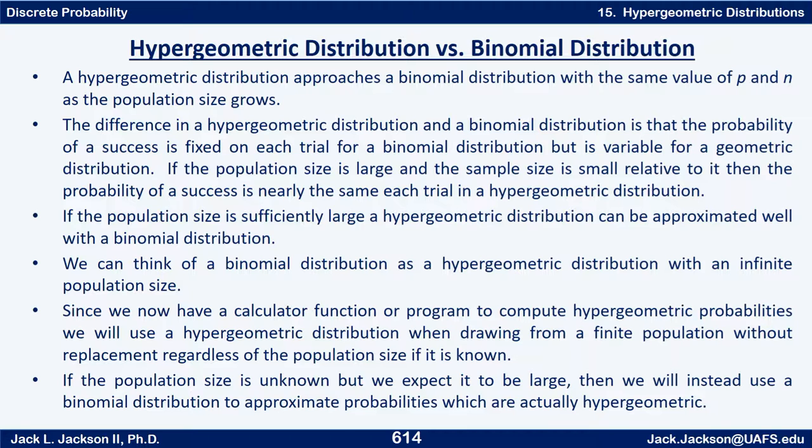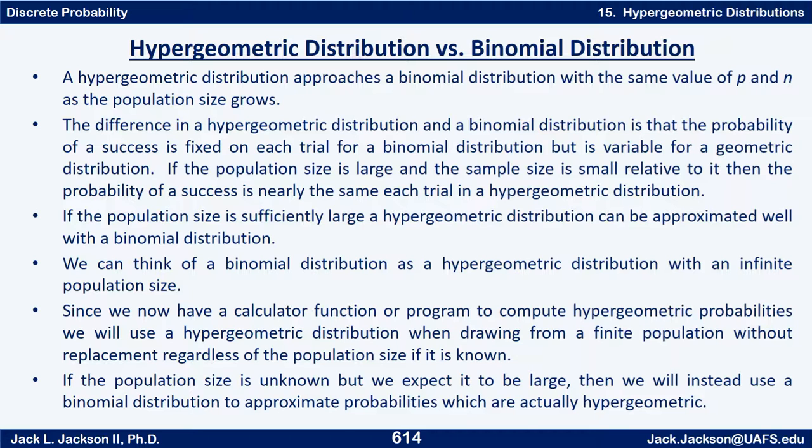Now, since we have a calculator function or program to compute hypergeometric probabilities, what we will do in my course is we will use a hypergeometric distribution when drawing from a finite population without replacement, regardless of the size of the population, if it is known, because that's the accurate way to do it. Even though it may not make any difference between that and a binomial if the population size is pretty big.